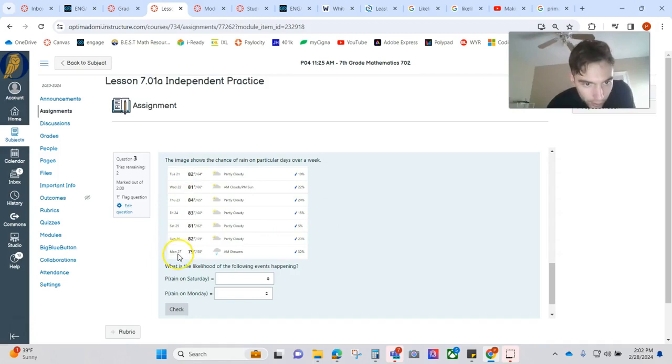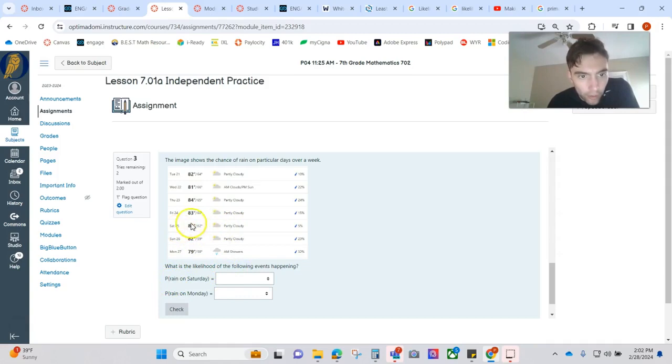So here's the day on the left, then the next column is the temperatures, the high and low. Then the third column is the weather. And then the last column is the chance of rain. Over here, that's the chance of rain. What is the likelihood of the following events? Rain on Saturday.